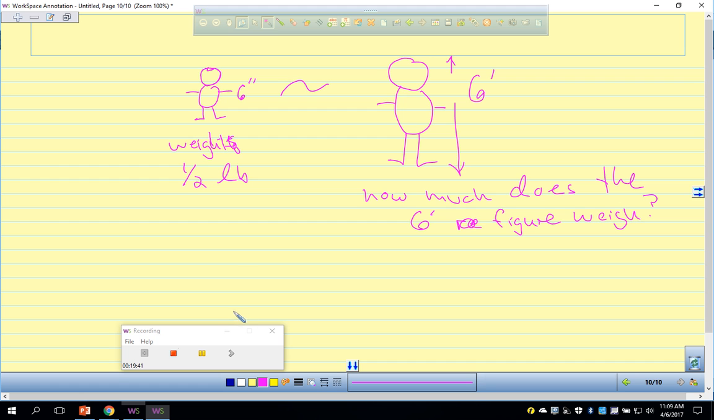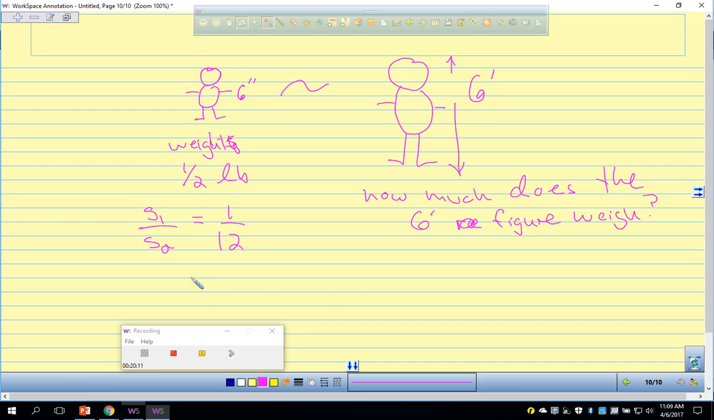What's the scale factor? How many times bigger is 6 feet than 6 inches? Wait, no. 12, right? Because 6 inches is half a foot. So if he's 6 foot tall, the scale factor is the ratio of the sides. So side 1 to side 2 is equal to 1 to 12. Do you guys understand that, right? 0.5 feet to 6 feet is 1 to 12.